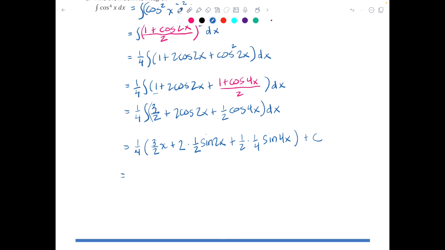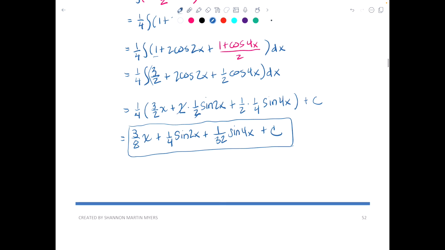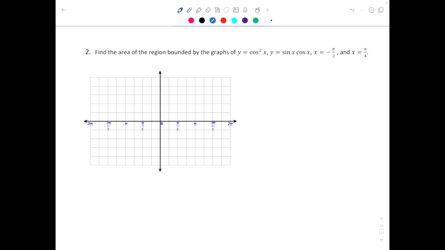And so simplifying, we're going to get 3/8 times x. These 2's divide out, so we'll just have 1/4, I'm bringing the 1/4 through, sine at 2x, plus we will have 1/4 times 1/8 would be 1/32 times sine at 4x, plus our constant of integration. Good so far? Awesome sauce. And then just a little example here.